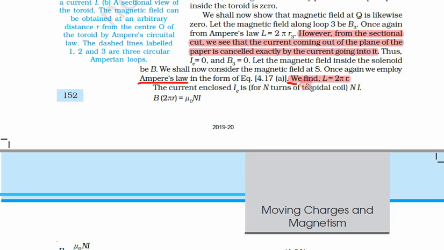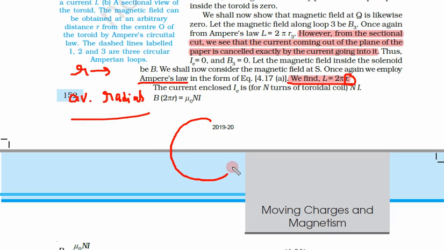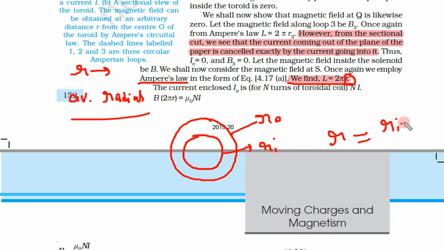So we know this L is equal to 2 pi R. What is R here? R is the average radius for the toroid. The toroid has two radii, one is the inner radius Ri, and this is the outer radius Ro. So R is the average radius, R is equal to (Ri plus Ro) by 2, the average radius of the toroid.